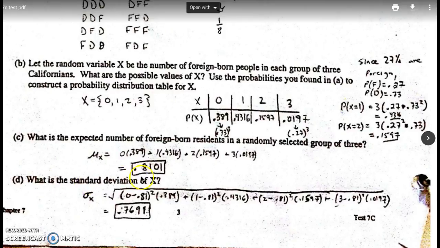The standard deviation, again, the formula: you're doing the x value minus the mean, so 0 minus 0.81 squared times the probability of it happening, 0.389, plus the next one, 1 minus 0.81 squared times the probability of it happening, 0.4316, etc. You're going to add all that up, take the square root, and you're going to get 0.7691.